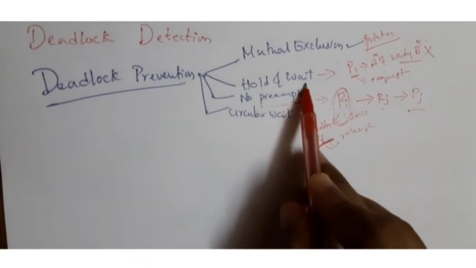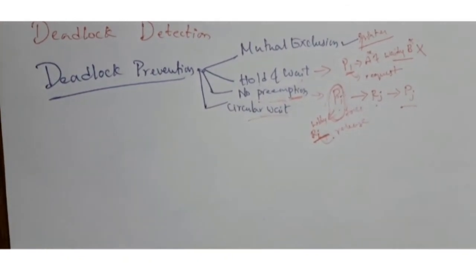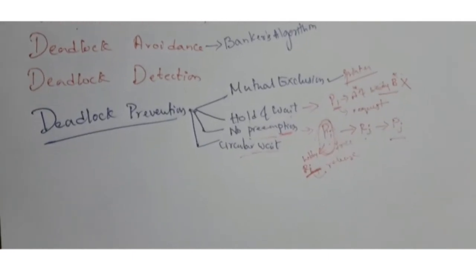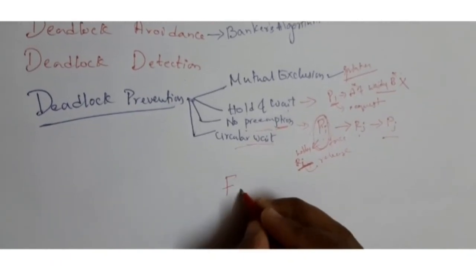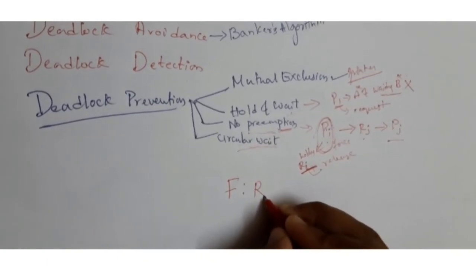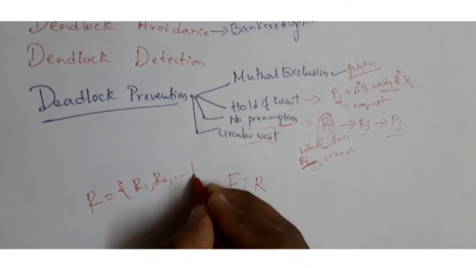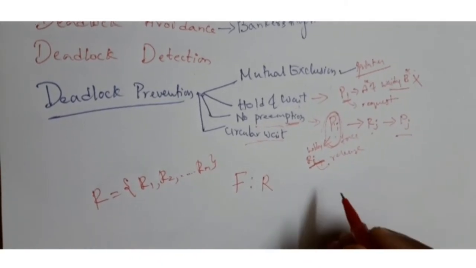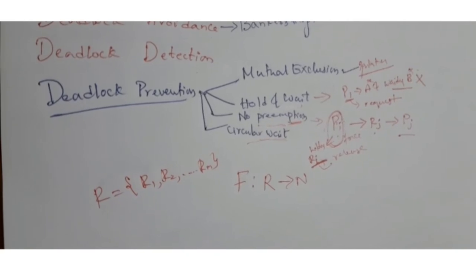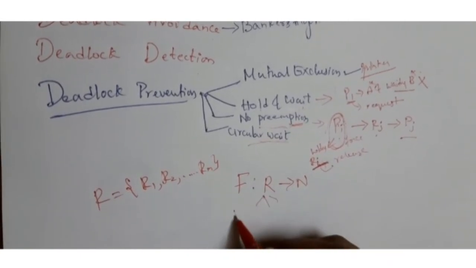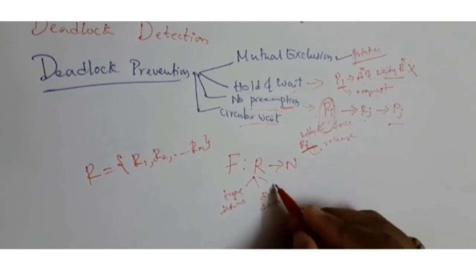Next, since circular wait is an extension of hold and wait, and we can break hold and wait conditions, even the circular wait condition can be broken. How is that? Here we can define a one-to-one function. That is, f is a function over a set of resources, R1, R2, R3 up to Rm, which maps to natural numbers. And these resources can be your tape drives, disk drives and printers.